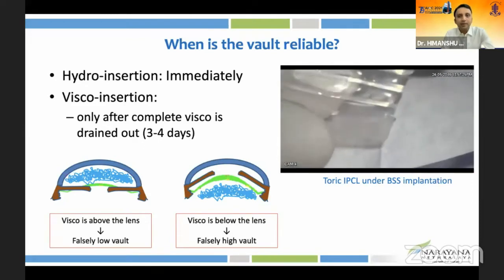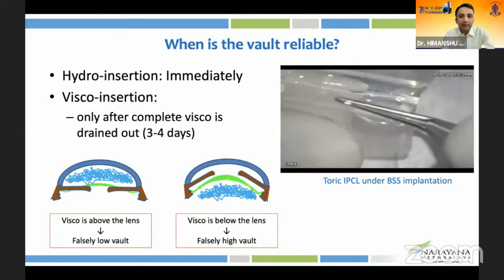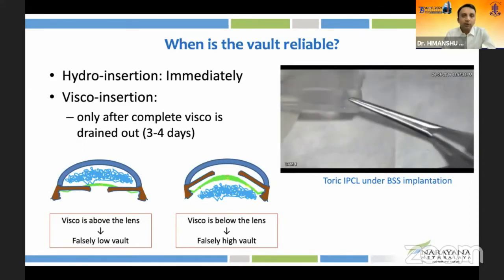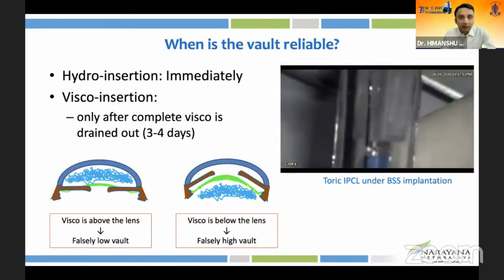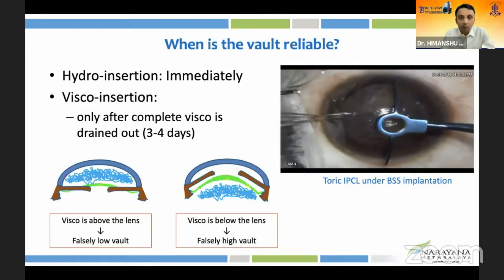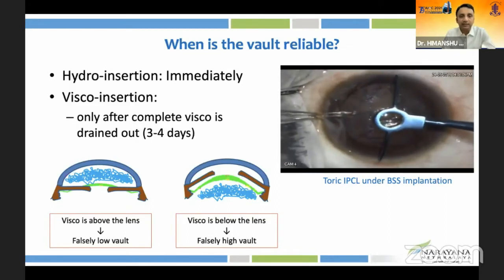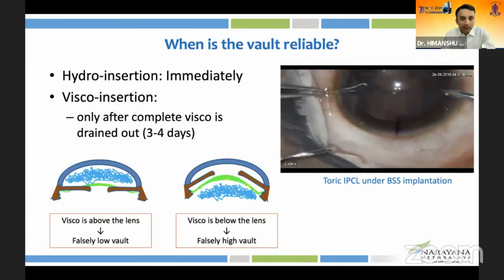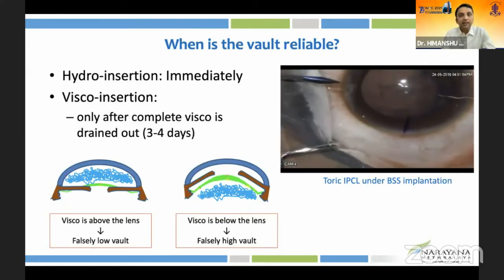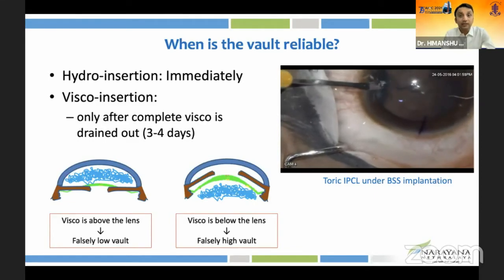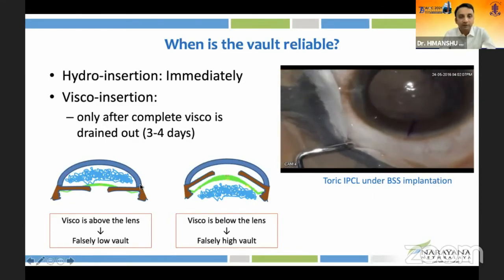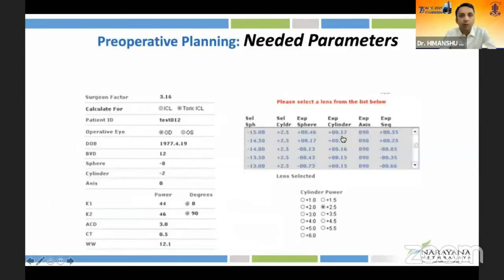These vaults can be reliable based on what technique we use. Now, I use hydroinsertion. So there is no viscoelastic used during the procedure, whether loading or implanting the lens. Hence, the vault can be reliable a little earlier. But if you use viscoelastic, which is absolutely fine, then you have to wait till the viscoelastic absorbs. So if visco is in front of the lens, there can be a falsely low vault. If it is behind, then it can be a falsely high vault.